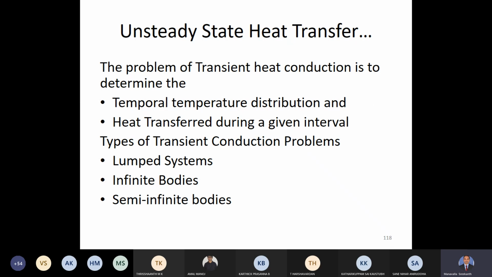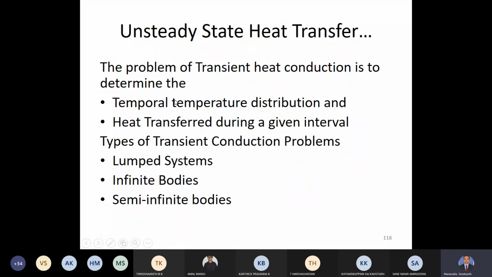Until now we have seen the steady state problem, and the question asked was what is the heat transferred and what is the temperature at a certain point. So we needed the spatial temperature distribution, and we also wanted the heat transfer rate after the steady state is reached. Now, when we come to the transient heat conduction problem, the question is the temporal temperature distribution.